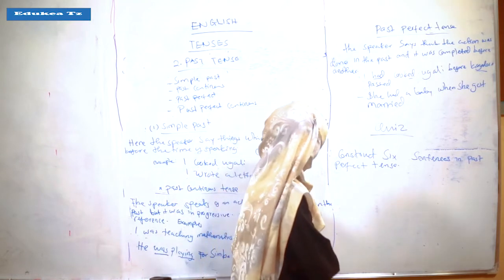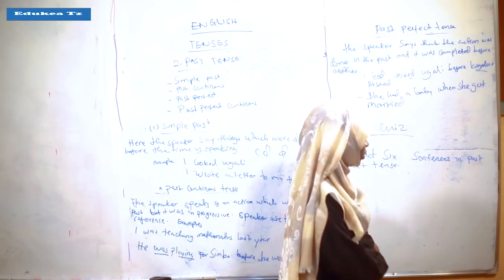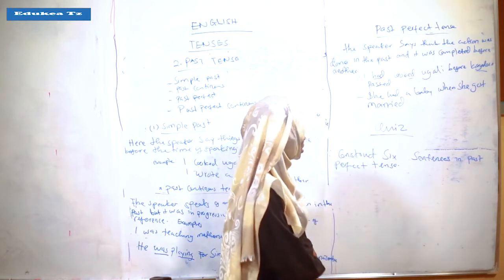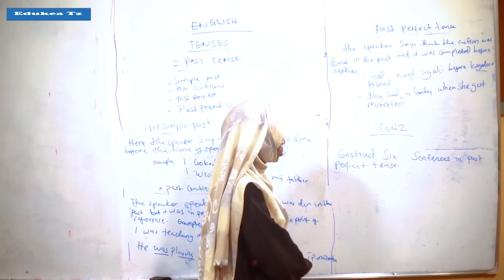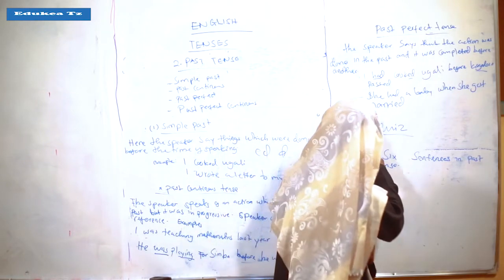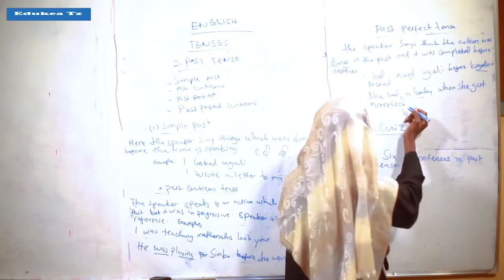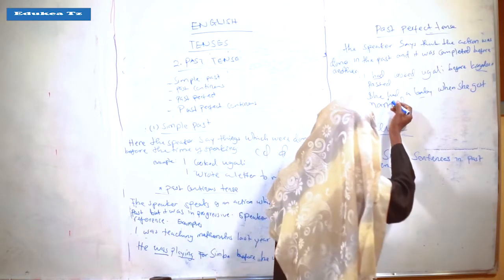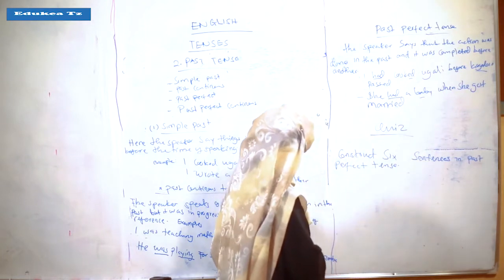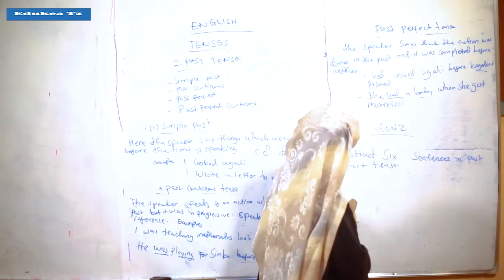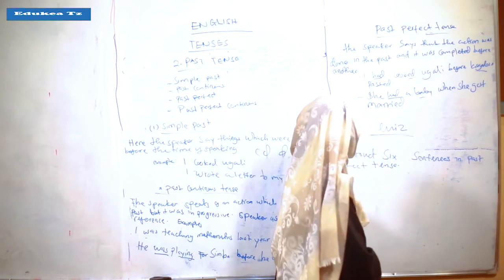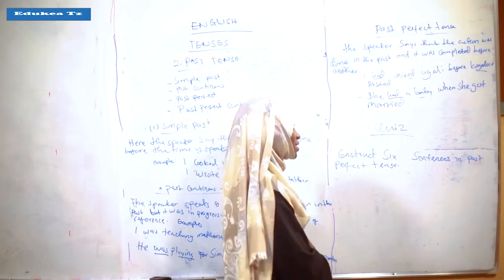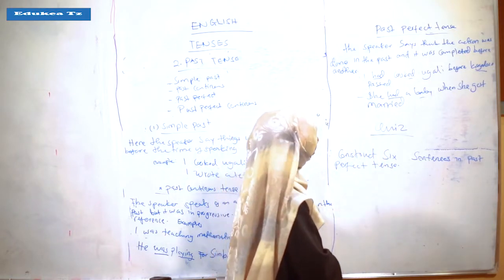Another example is: she had a baby when she got married. She had a baby when she got married. This girl had a baby before she got what? Married. Had is what we call the auxiliary verb to mark the past form.